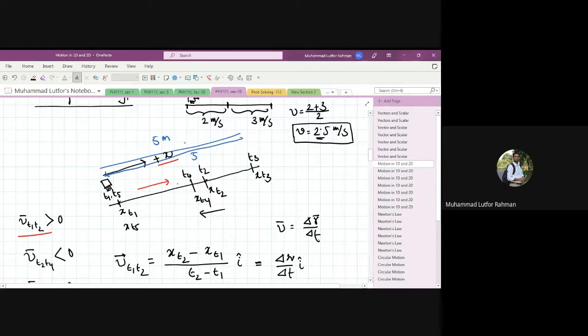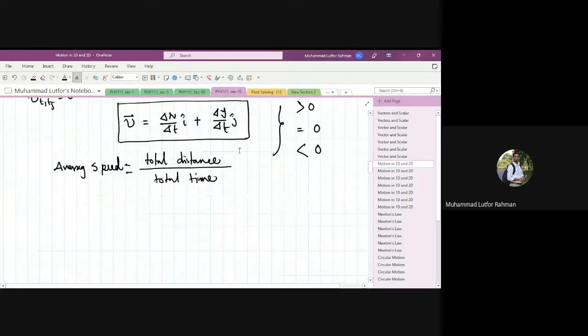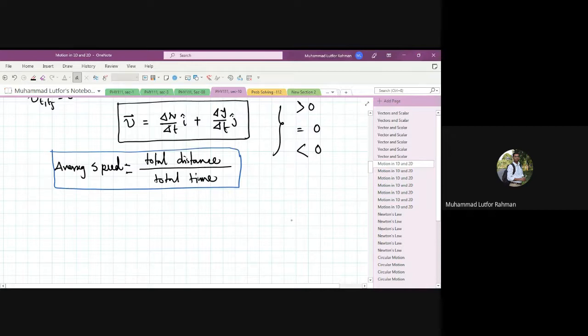Remember this point, because we define the average speed as total distance divided by total time, which is a scalar quantity. Sometimes you start from that point, go over there and stay for some time, take a break, and then come back. In that case, you also have to count the time you spend over there. That would be the total time of your journey. That's how you can find the average speed.